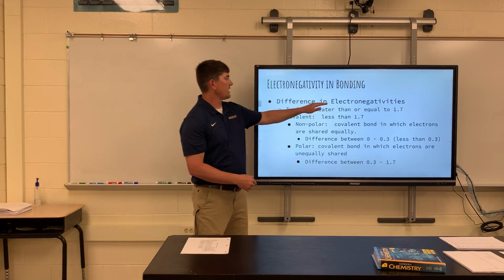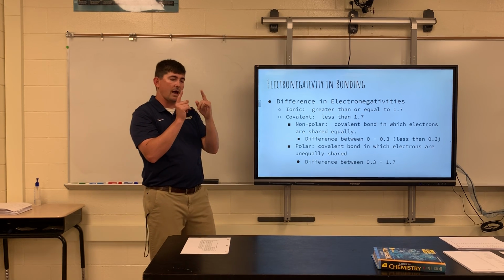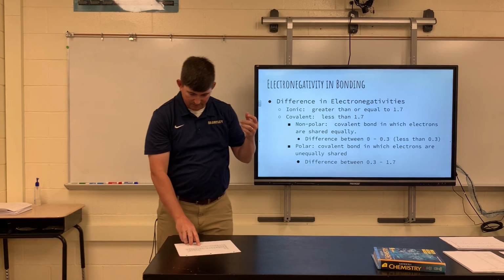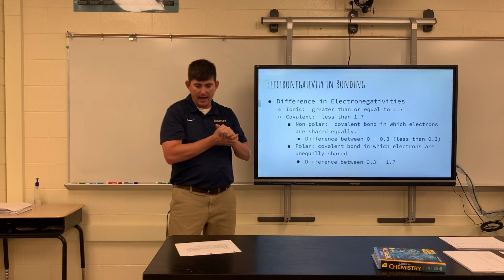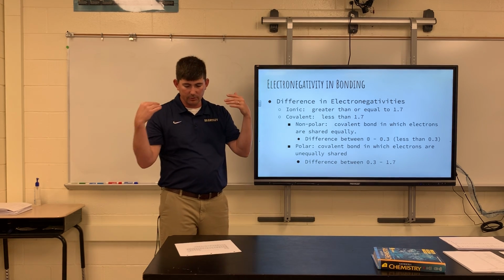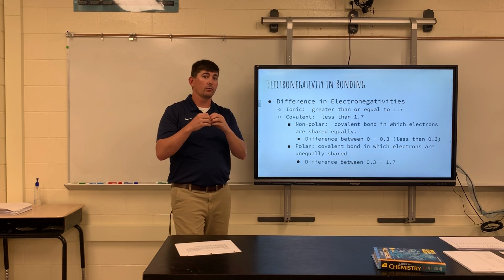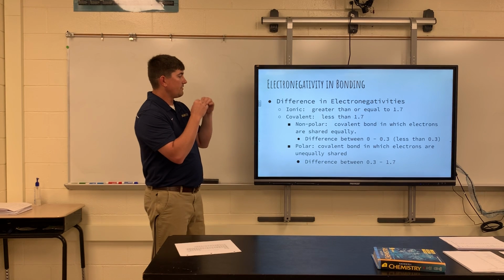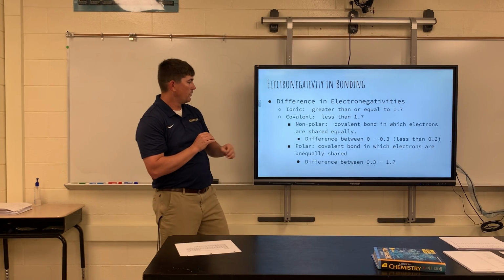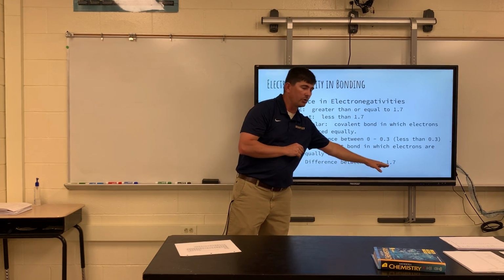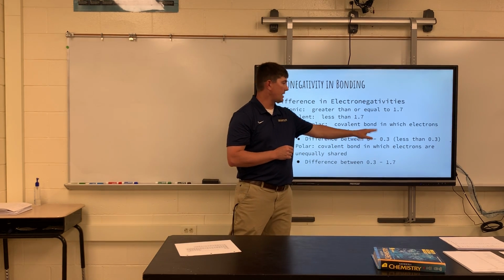Now, just like we said, the 1.7, we're going to round up. We're going to do the same thing for 0.3. If you subtract and get a difference of, for example, bromine and iodine, one of them's 2.8, the other one's 2.5. If we subtract 2.8 minus 2.5, you get 0.3. If it's right on that 0.3, we're just going to round up and say, hey, that's polar. So anything equal to 0.3 all the way up to 1.7, not including 1.7, would be considered polar.